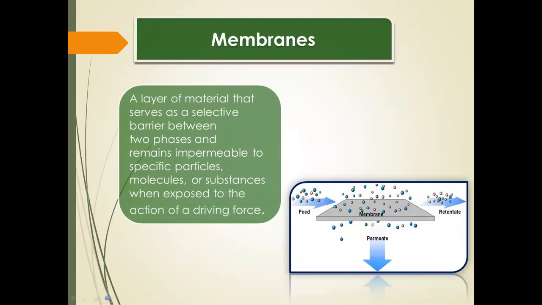Now, when we speak of membranes, these are a layer of material that serves as a selective barrier between two phases and remains impermeable to specific particles. So the membrane is selective as to what particles it will allow to pass through, when molecules or substances are exposed to the action of the driving force. Those particles that were allowed to pass through are the permeate. Those that were not allowed to pass through are the retentate. So this is an example of a cross-flow membrane because the separation direction is perpendicular to the direction of the flow.